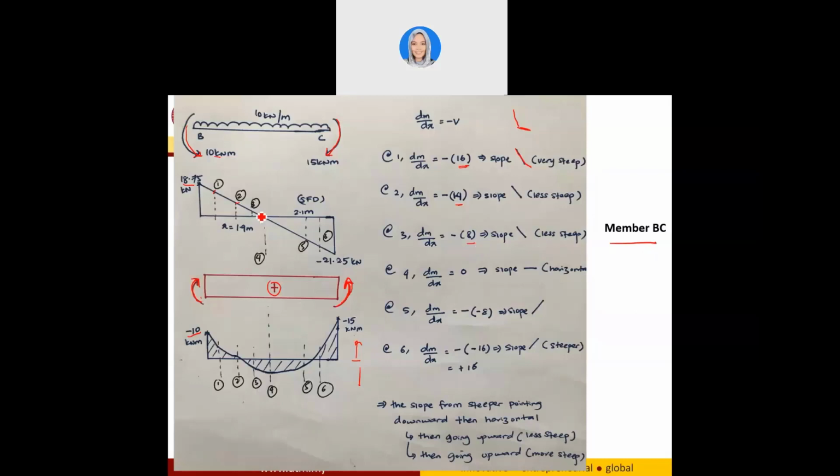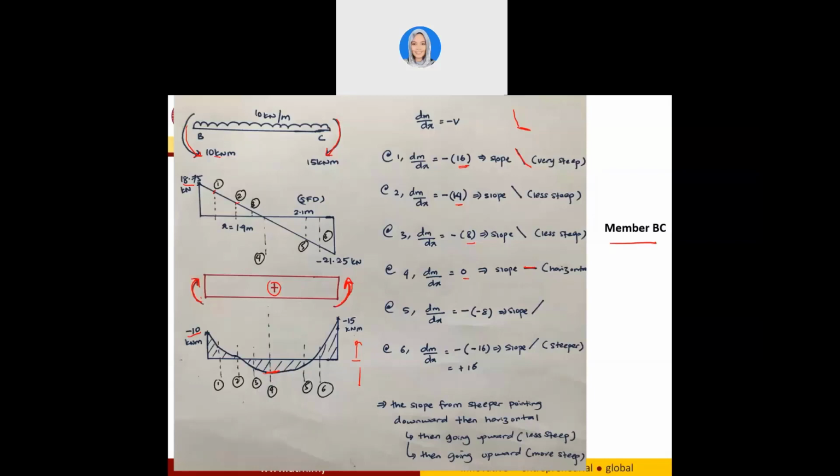At point 4, I do not have any W here, and my V is equal to 0. Due to this, my slope is going to be a straight line because dM over dx equals 0. This is why at point 4, I reach the point where it is a 0 slope.